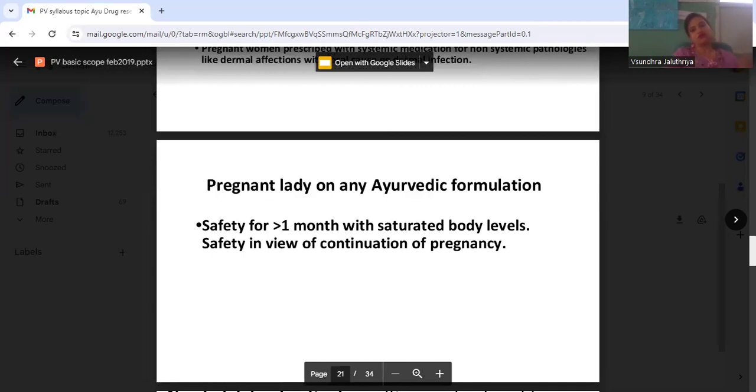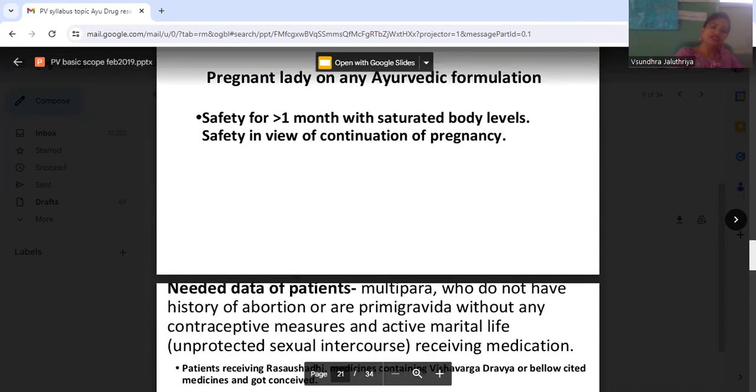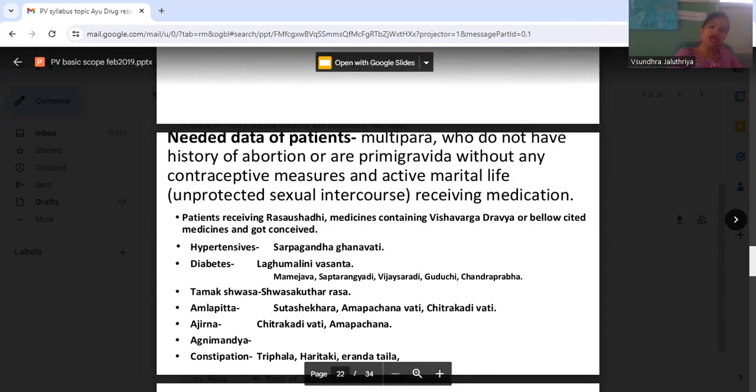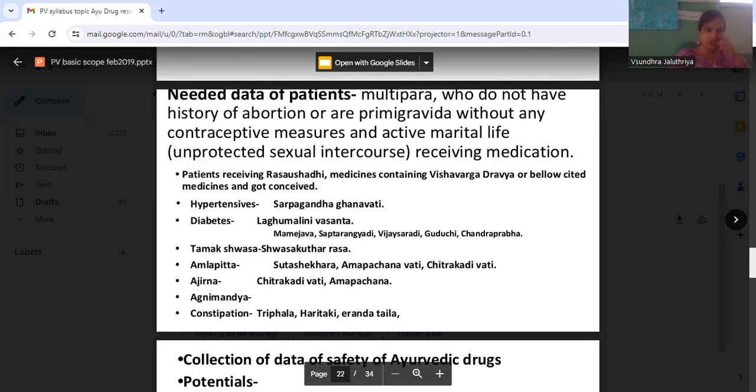Pregnant ladies on Ayurvedic formulations: safety for one month at a saturated body level, and safety in view of continuation in pregnancy. Data needed from patients: multipara who do not have a history of abortion, and primigravida without any contraceptive measure, with active marital life, receiving medications.